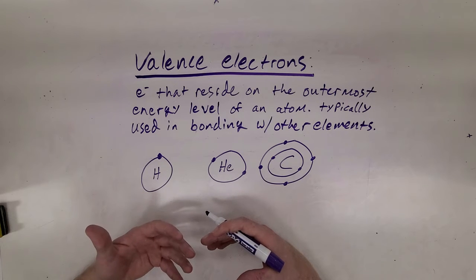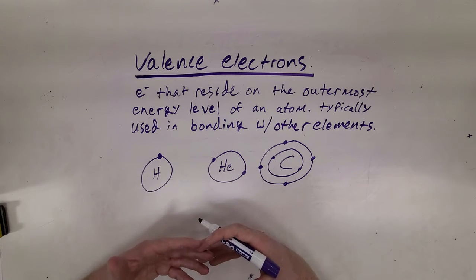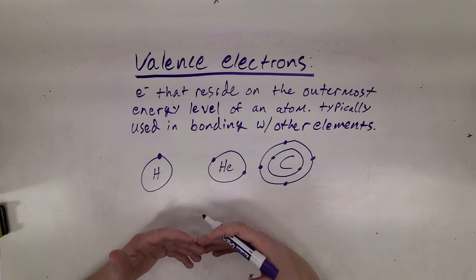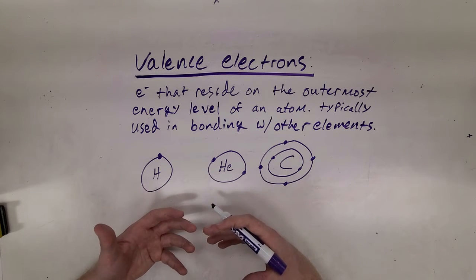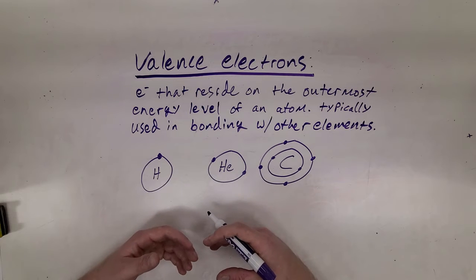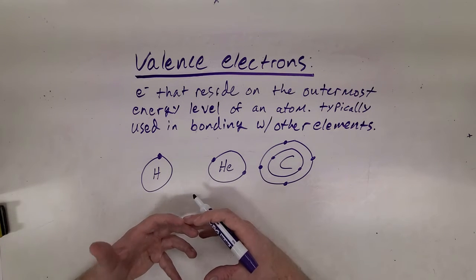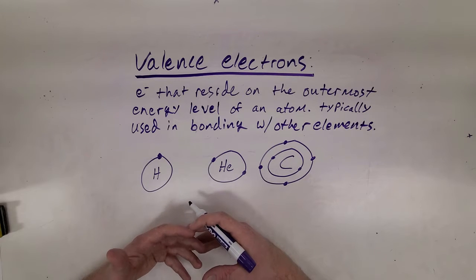Valence electrons are just electrons that reside on the outermost energy level of an atom. They are typically used in bonding with other elements. There are always some exceptions, and chemistry is always a little bit more complicated than we're putting it here. But just to give you the quick example, these are what valence electrons are.